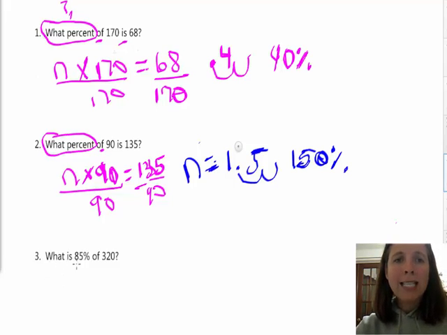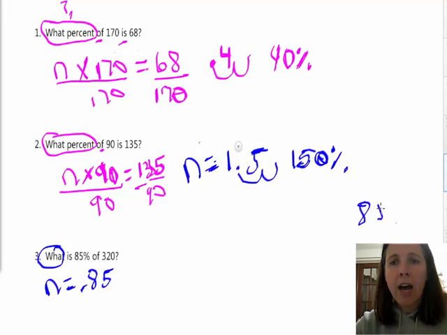So number 3, what is 85% of 320? This one's a little different because you're given the percent. But where it says what right here, that's our variable. So n is, so "is" equals 85%. Now you have to make that into a decimal, remember. 85%, now we have to move it over to the left two places.